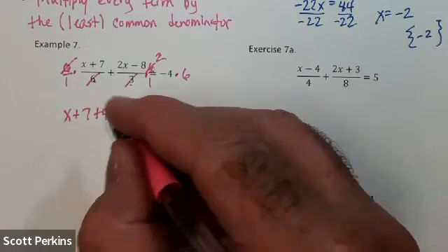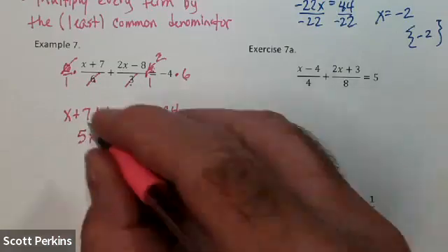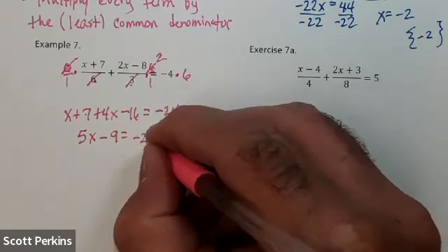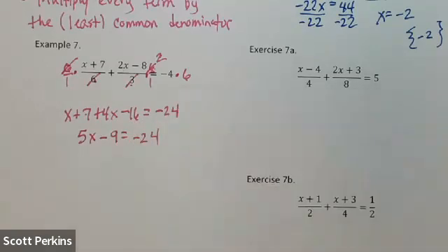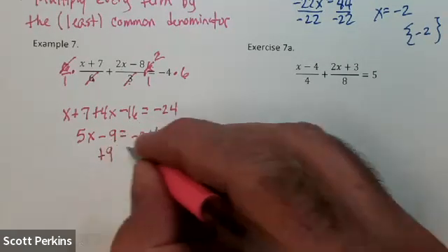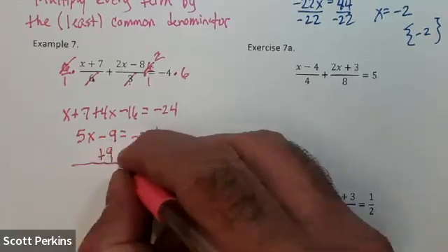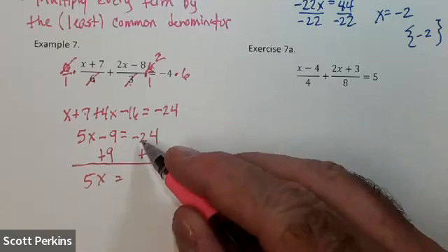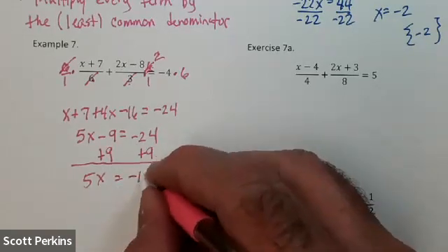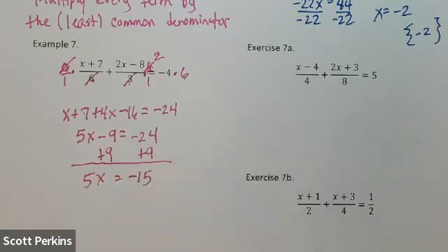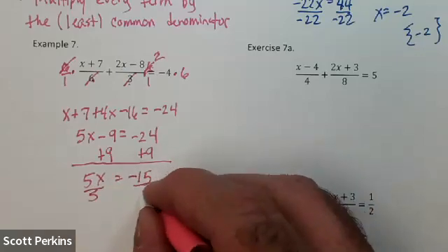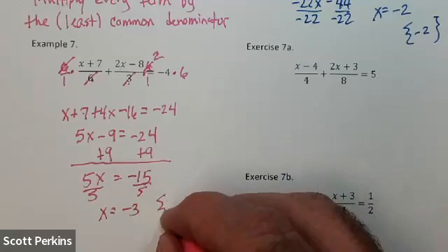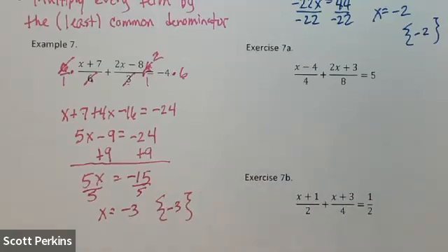So x plus 4x is 5x. 7 minus 16 is negative 9. I'm going to add that 9 to both sides, put all of my numbers on the right. And I've got 5x is equal to negative 24 plus 9, which is negative 15. And when I divide, always the last step, very gratifying, I get negative 3. And there's my solution set, the set with a negative 3 in it.